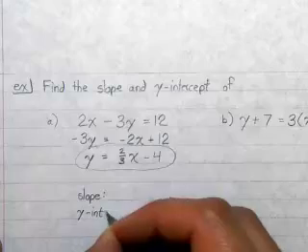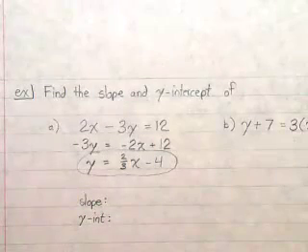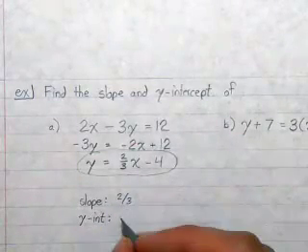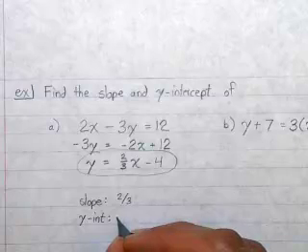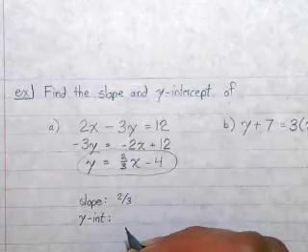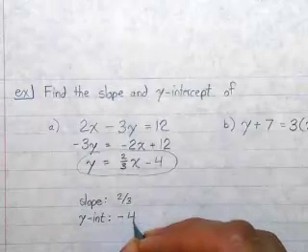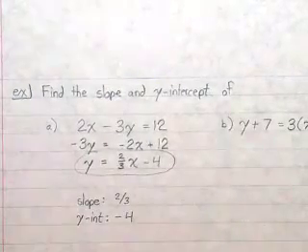Now that it's in slope-intercept form, I can pretty much read the answer right off the equation. What's the slope? 2/3. What's the y-intercept? Listed as an ordered pair if you want, 0, negative 4, or you can just write negative 4.